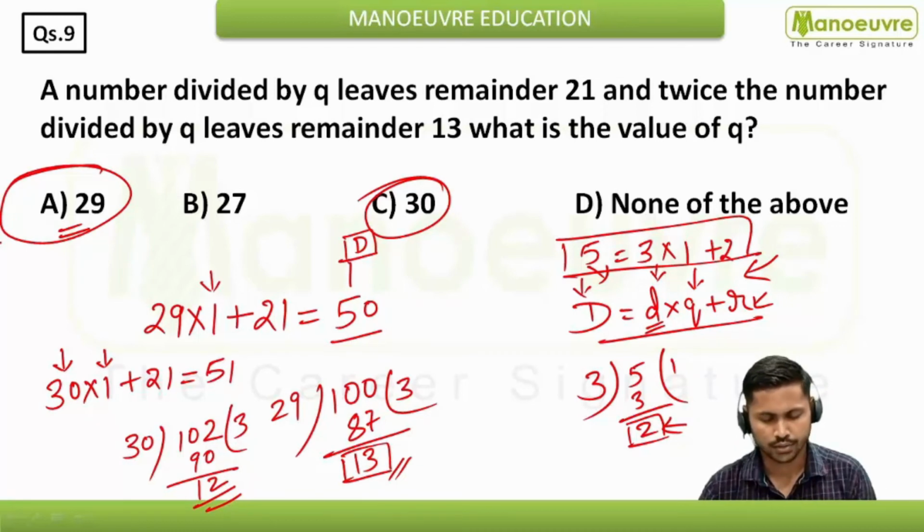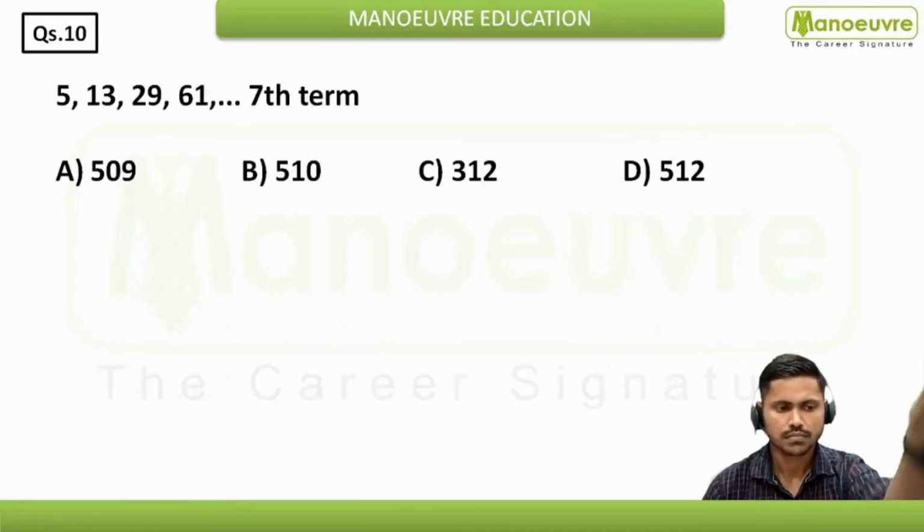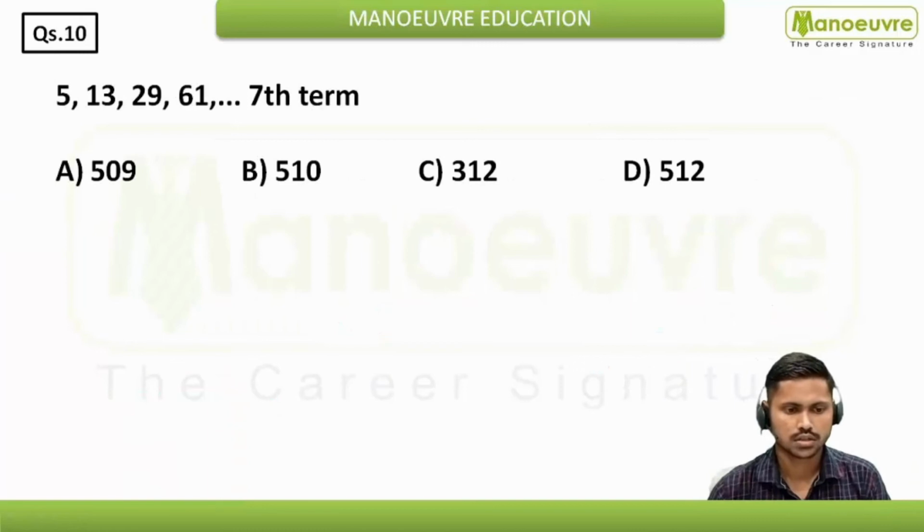So this 29 is satisfying all the conditions, so here your answer will be 29 only. Let's move ahead. Now here is the question of series. So how basically you have to do this particular question: just understand the sequence and you will get your answer easily.